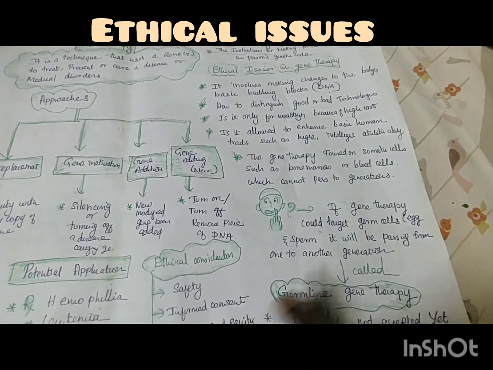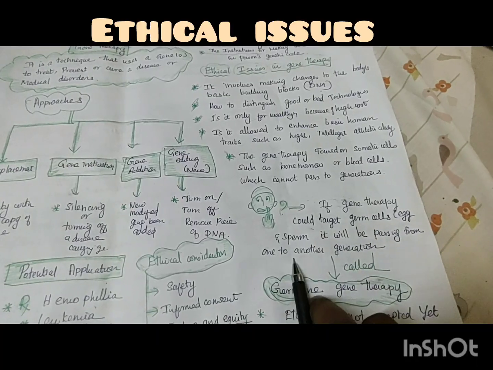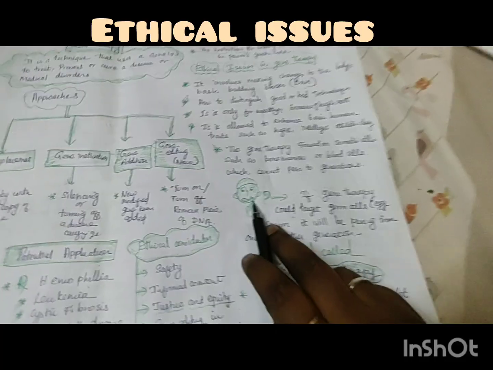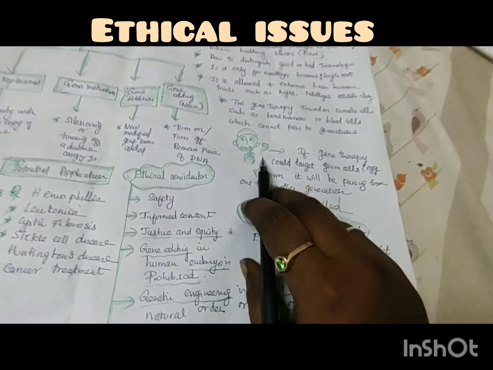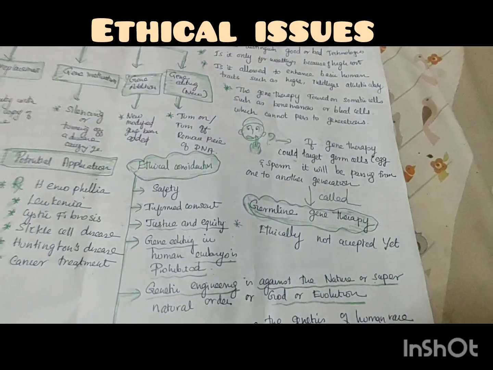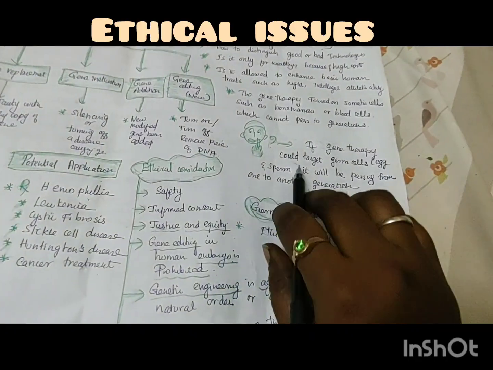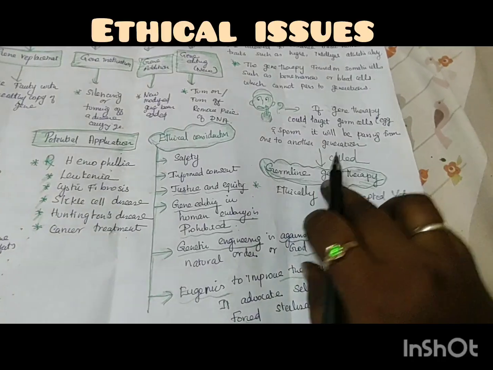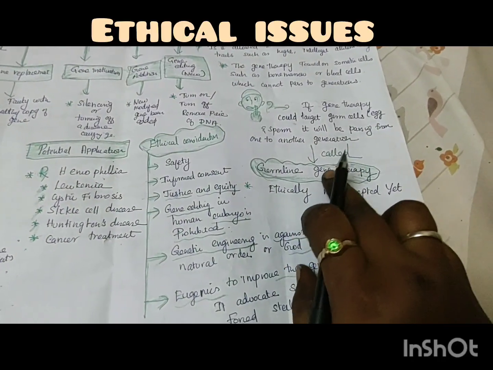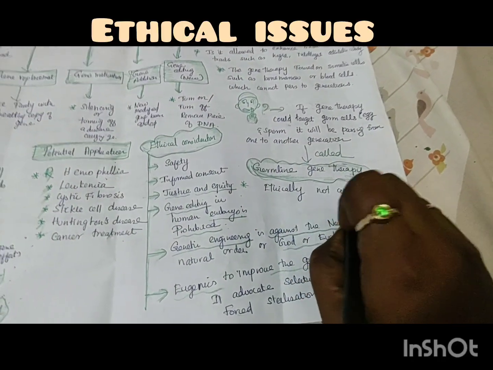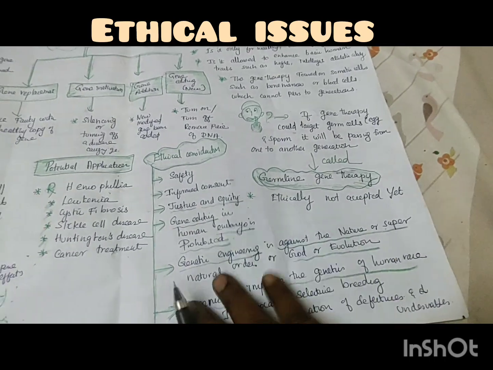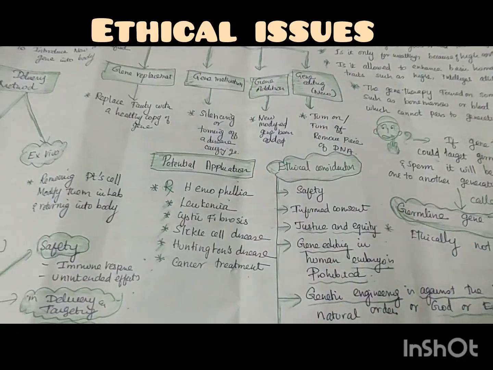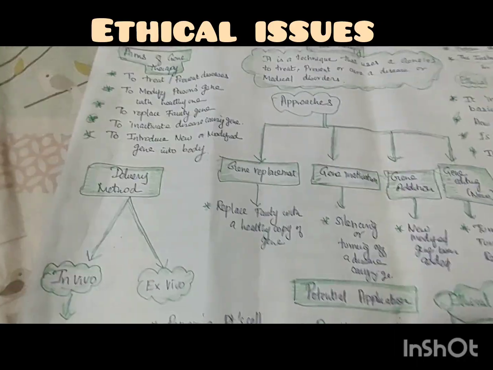Okay. If gene therapy could target the germ cells, it may pass from generation to generation. Is it possible? Who gave permission if at all they are doing it? But actually they are telling we are not supposed to do it. Which country is doing it and who gave permission? That is a question. And then germline gene therapy. This is called germline gene therapy, which may pass from one generation to another generation. Okay, so ethically it is not accepted to create an artificial womb. Then there is no point in getting married.